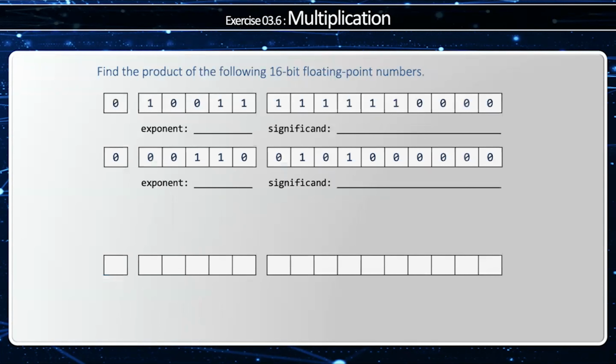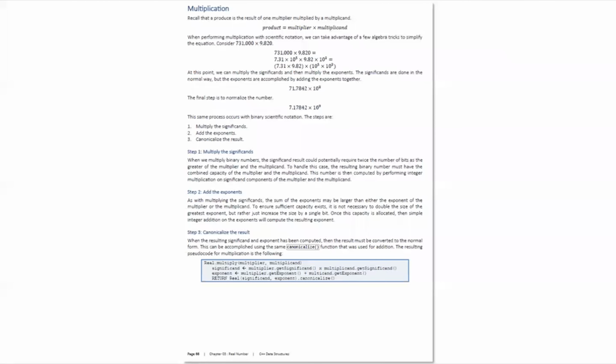Okay, try this yourself. See if you can find the product of these two 16-bit floating point numbers. You can learn more about multiplication of floating point numbers in the multiply section of the floating point chapter of the C++ data structures textbook.